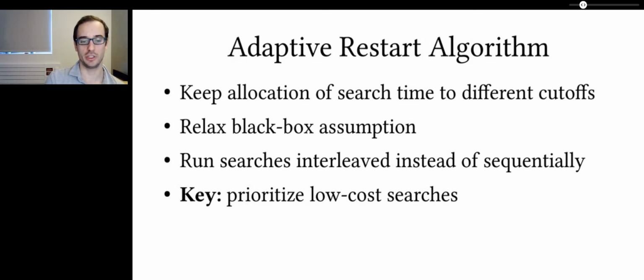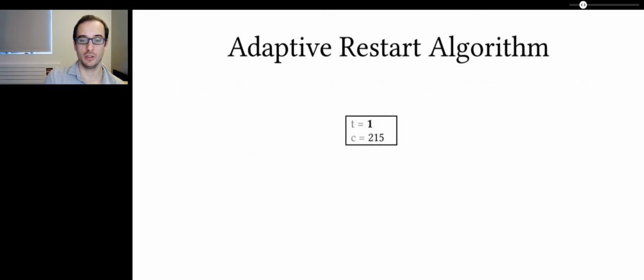So the key point here is that we are going to prioritize the searches with a low cost. The idea is that the low cost searches are more likely to be close to a solution than the high cost searches. So I'm going to explain the adaptive restart algorithm by example. The adaptive restart algorithm maintains a binary tree of searches.